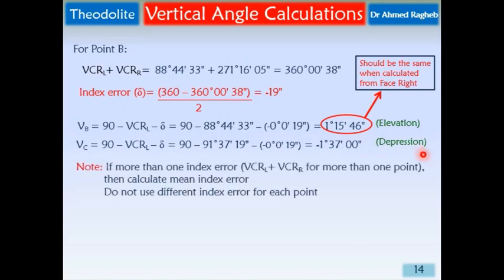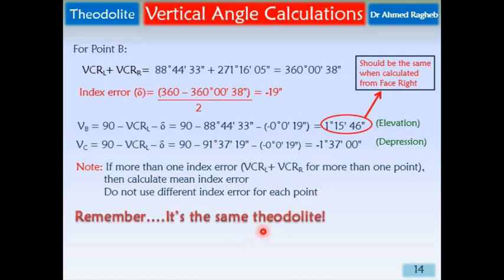A very important note, we also mentioned it before: if I gave you, or if available, the VCR in left and right for more than one point, then you will calculate the index error at each point. Luckily, they should be equal to each other. If not, then calculate the mean index error and use this mean index error for all points. Do not use a different index error for each point, because it is the same theodolite with the same index error, which should be only one value.